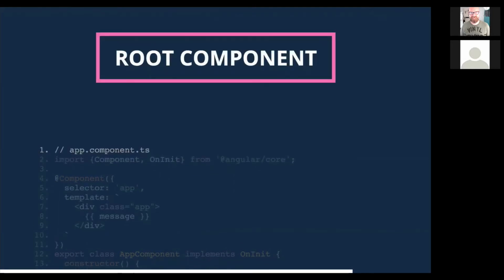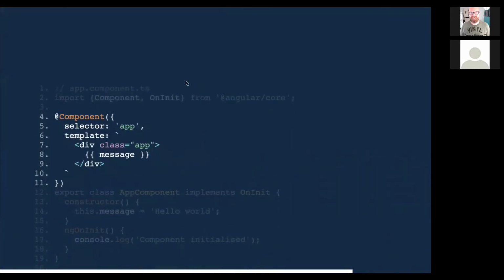Much like other frameworks or libraries such as React, you need a root component. So in Angular, we need to create an app component, which we generally do. I'm just going to skip down here. So you can see we have this selector called app. So this would basically live inside the index.html.